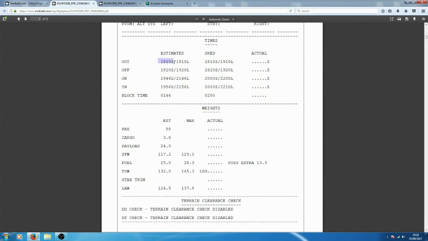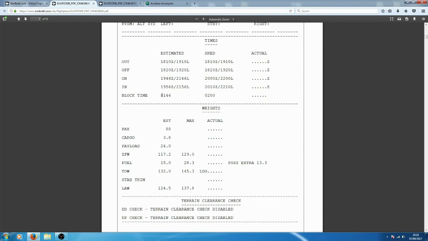So out, we're due out at 1810, that's our off stand time. Off, which is what time we expect to take off, simple enough, and also gives you conversion to local. And this here just essentially says the same thing within variation limits. On is 1946 Zulu, so yeah, these are the times, very, very simple.